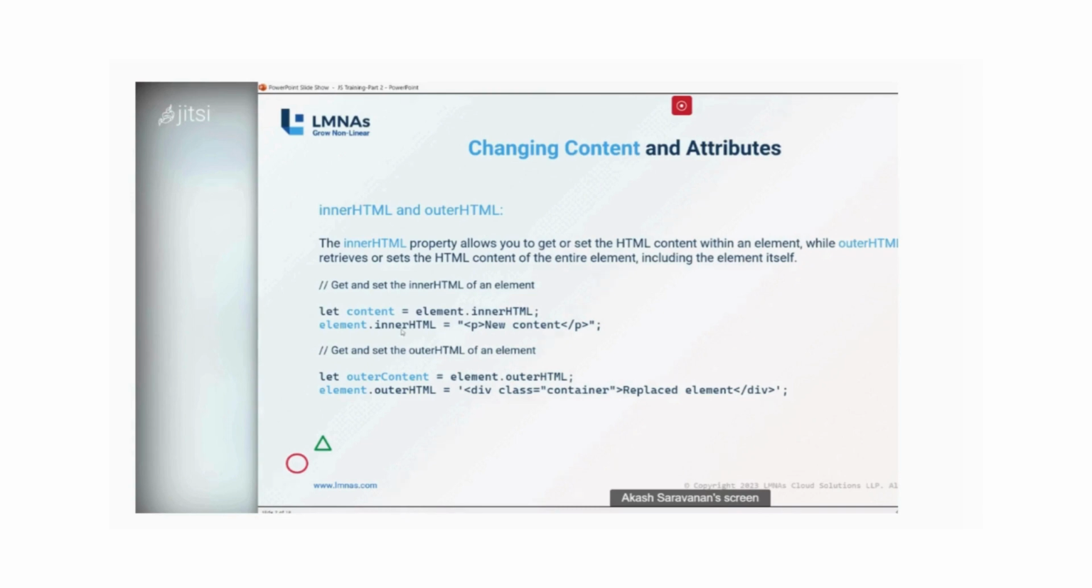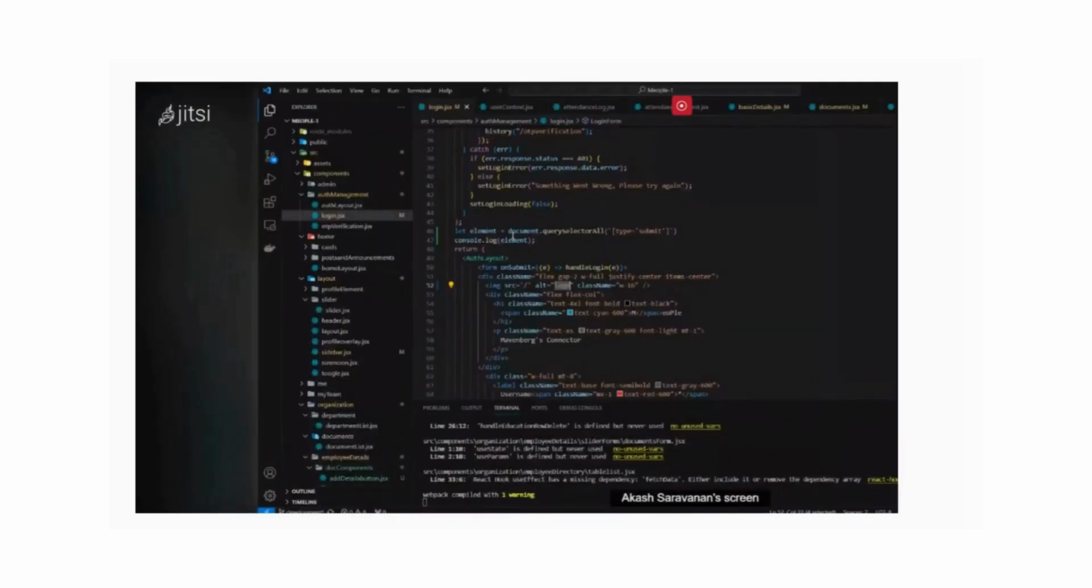So innerHTML: if I'm just taking an element, picking an element by an ID or class name and assigning it to a variable named element, then if I query element.innerHTML, it will give the value of whatever it's having inside the element. So for example, here I have taken this element, right?